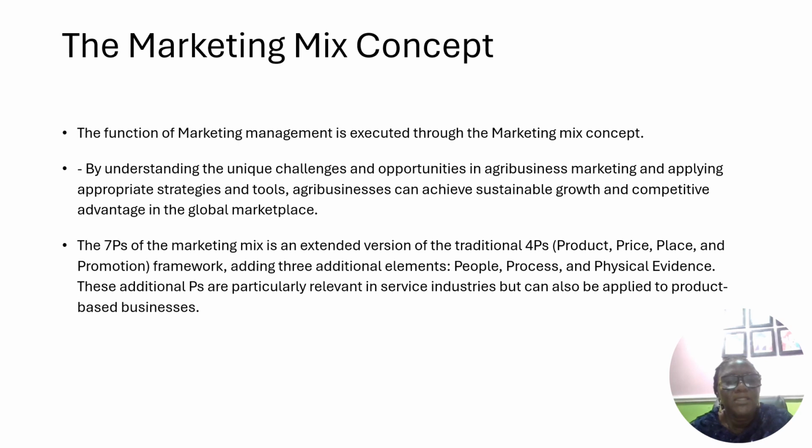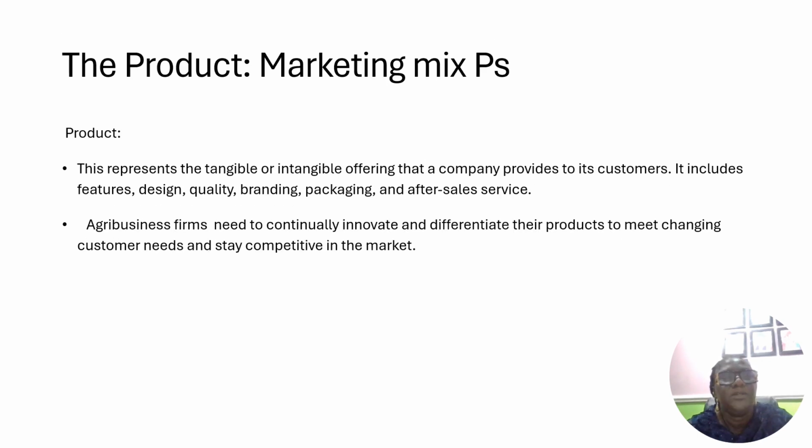So, the marketing mix concept is also called the 7 P's marketing mix concept. The traditional or conventional one known by everybody is the 4 P's, which include the product, price, place, and promotion. But recently, additional P's such as people, process, and physical evidence have been added, making it 7 P's. The product.